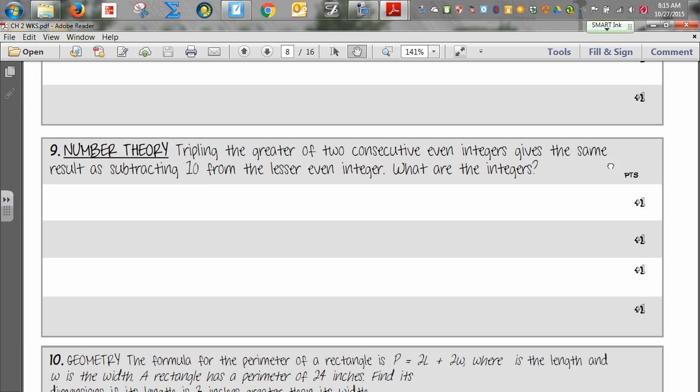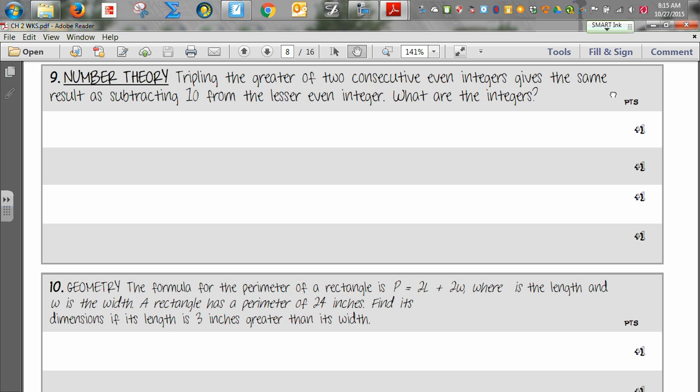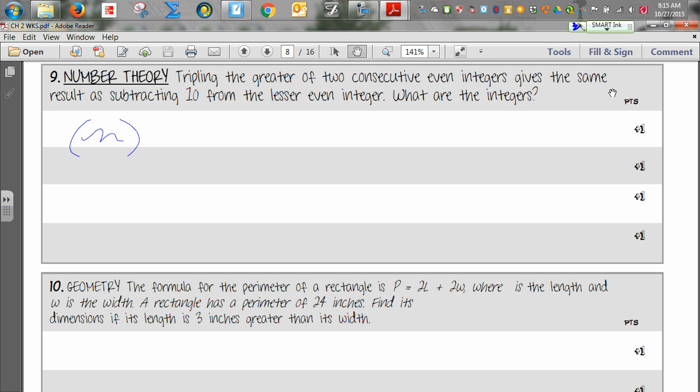Last two? Okay. What's the question? Is tripling the greater of 2 consecutive even integers? So what are my 2 numbers going to be? The first number is going to be what? N. What's my second number going to be? N plus 2. Consecutive, even.